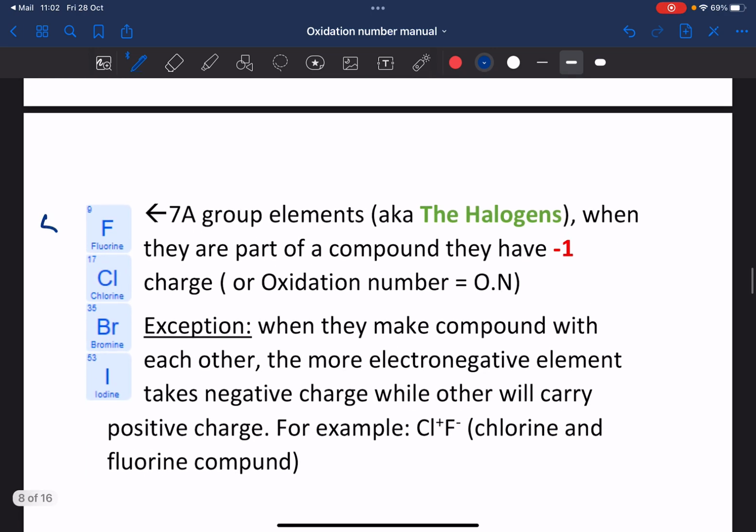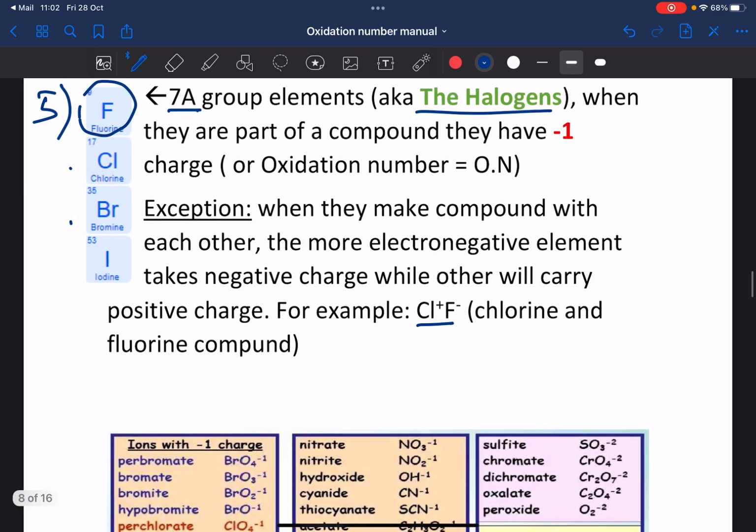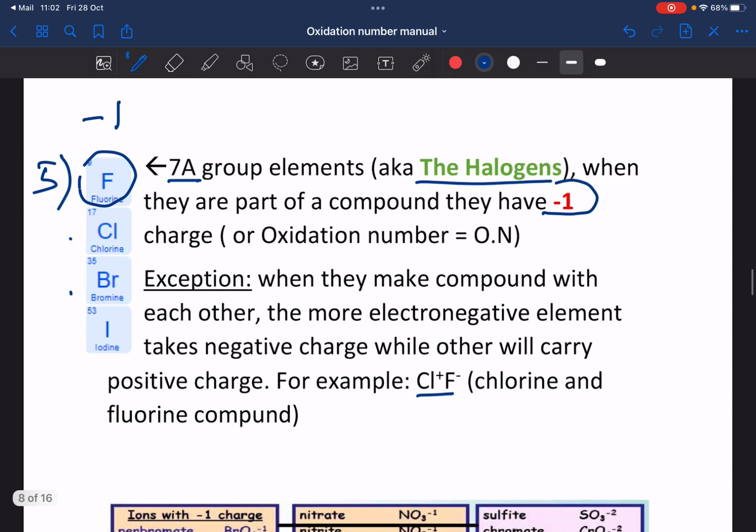And then we go into the fifth. This is the 7A group, the halogens. They're always -1, at least 95% of the time. Fluorine is the most electronegative element, which is why it's always -1. They have an exception when they make a compound with each other, which is given over here. So I'm going to show you an example, but just remember that they are -1. Like in our examples, you will always put them as -1.